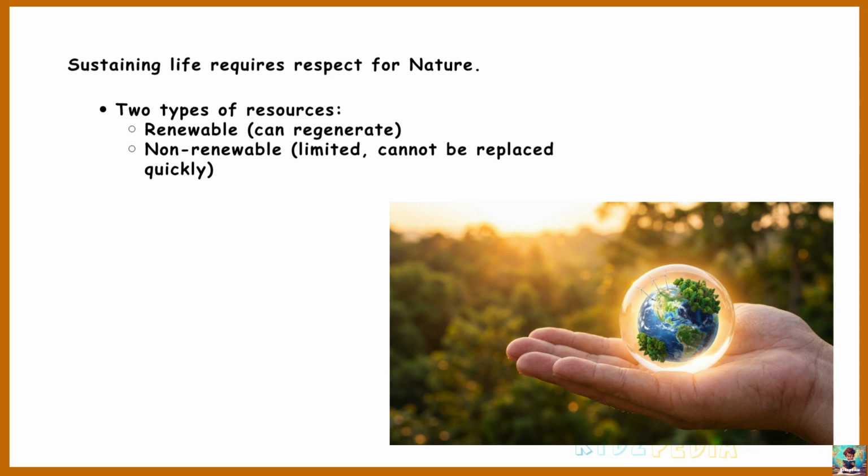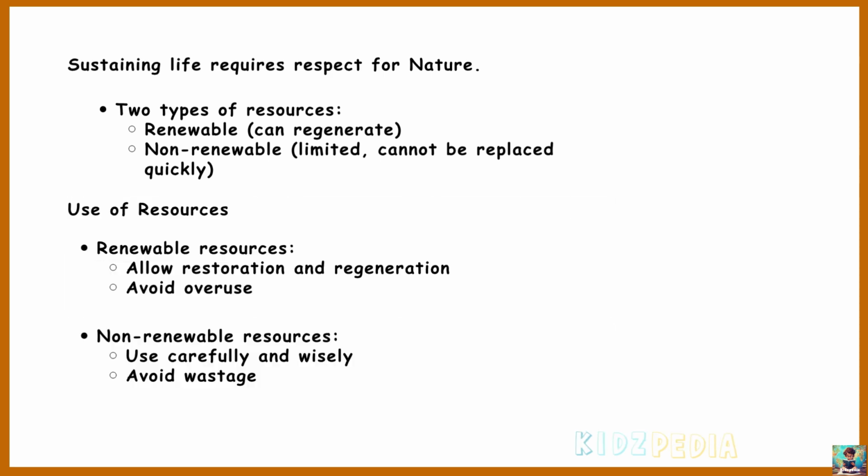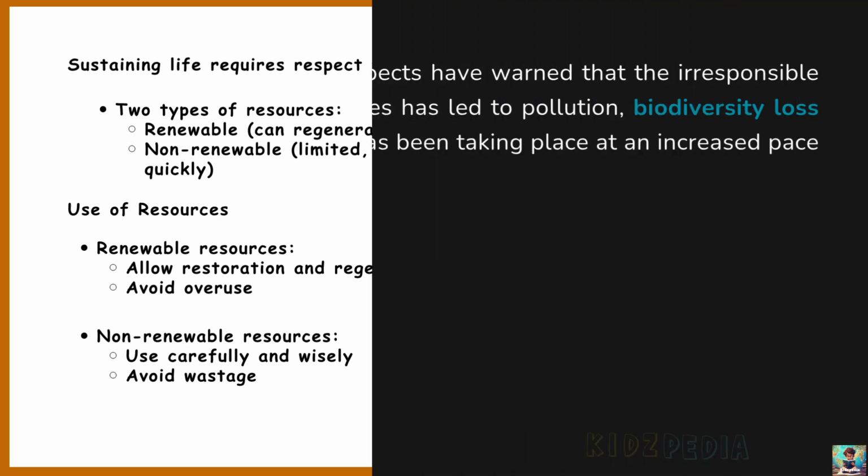And non-renewable resources are limited and take millions of years to form. So, we must use them very carefully and sparingly. We should avoid unnecessary use and try to find alternatives like renewable energy. So, the key idea is to use renewable resources in a way that they can recover and use non-renewable resources responsibly and judiciously. This balance helps in protecting the earth and ensures that life continues for future generations.